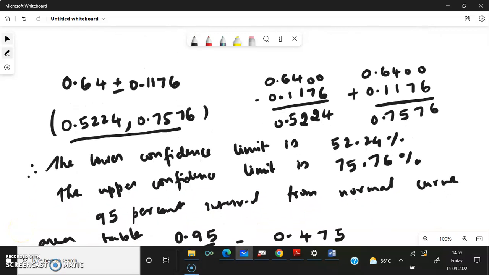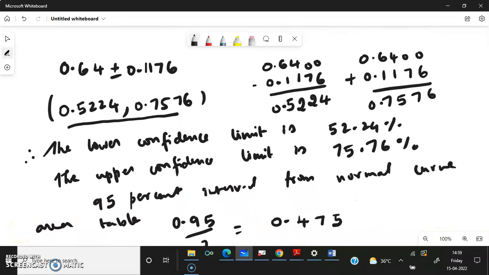What you have seen in the previous class is 0.64 plus or minus 0.1176. So if you add 0.6400 plus 0.1176, you are getting 0.7576, that is the upper limit. And if you subtract 0.6400 minus 0.1176, you are getting the lower limit 0.5224. So the confidence interval is 0.5224, 0.7576.